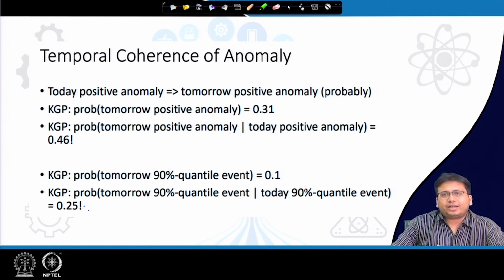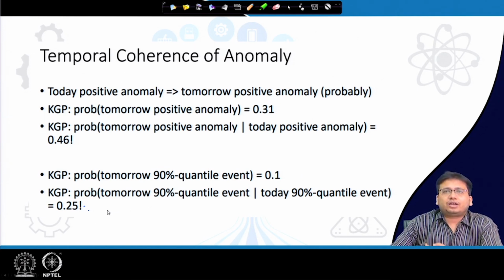It only gives us an expected value of when that event is likely to return, but typically it is not like that. Similarly, if instead of the positive anomaly we consider the 90th percentile event, the probability of that is of course 0.1 by definition. But if you know that today a 90th percentile event has happened, then the probability that such an event will happen again tomorrow shoots up to 0.25. That means from 0.1 it has gone up to 0.25.